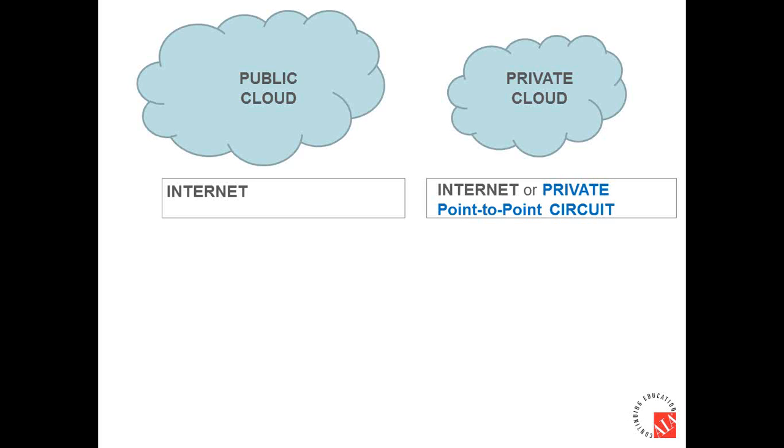Public cloud is almost universally accessed through the internet. Whereas a private cloud can be accessed through the internet, but more than likely, for a better quality experience, a more reliable line and throughput and so forth, you'll be establishing or using a private point-to-point type circuit, which gives, again, a much better experience overall.